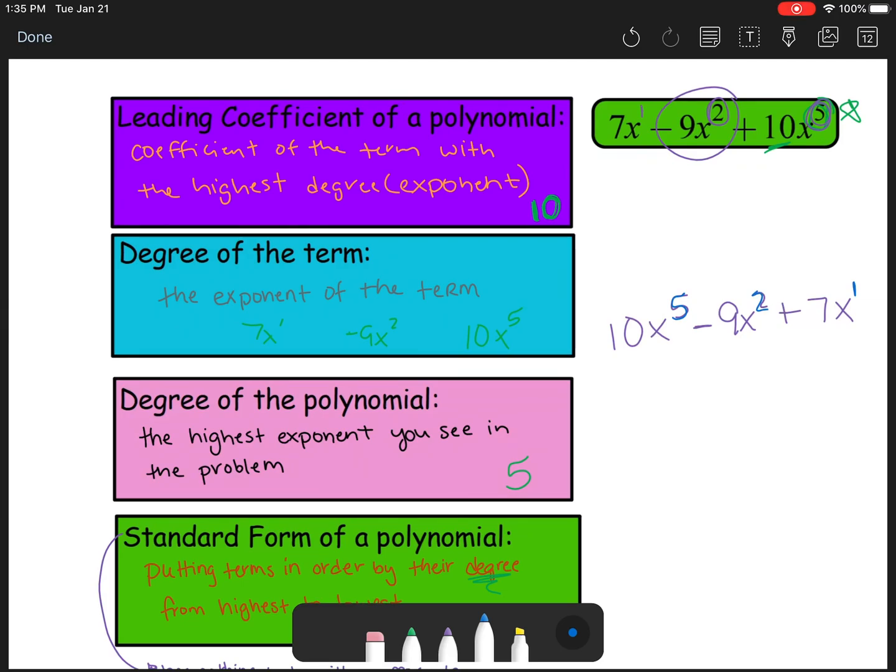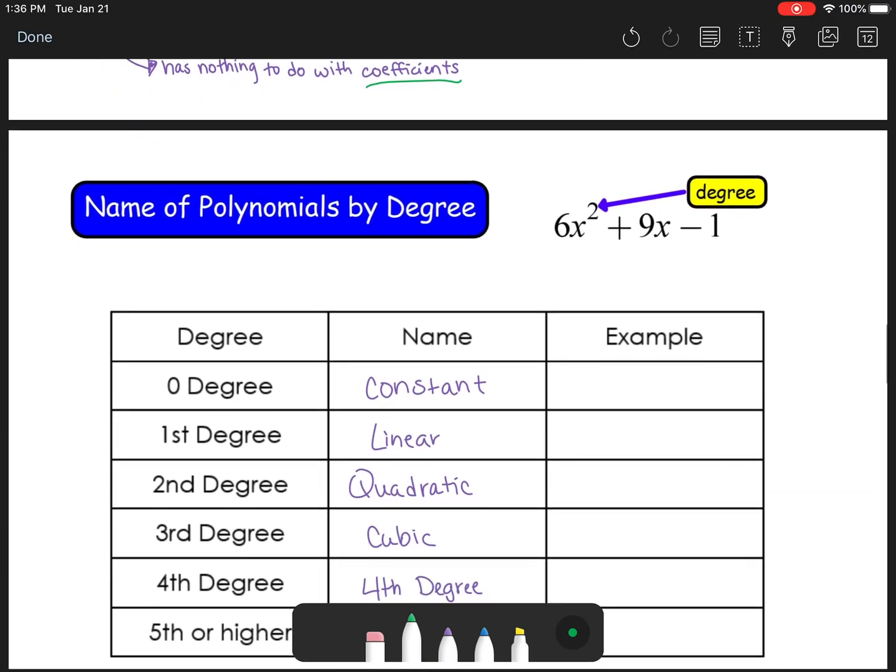Now looking at this problem, notice how once it is in standard form, which we'll talk about a lot, the leading coefficient, or the term in the very front, is 10. And that's where we really get this name of leading coefficient from. So these are our kind of general vocabulary. We'll use these a lot when we're talking about polynomials.